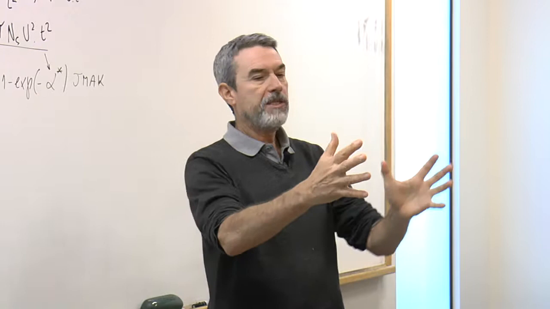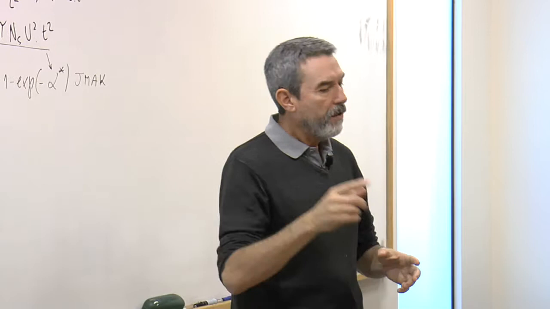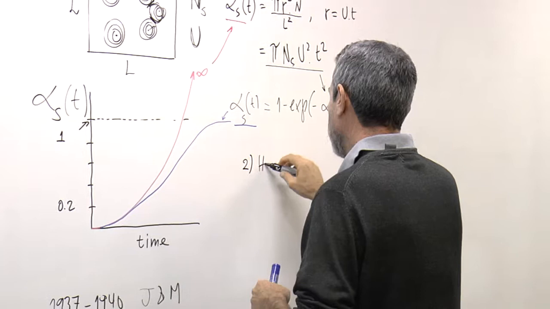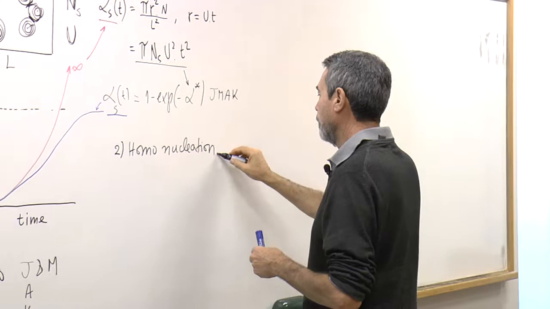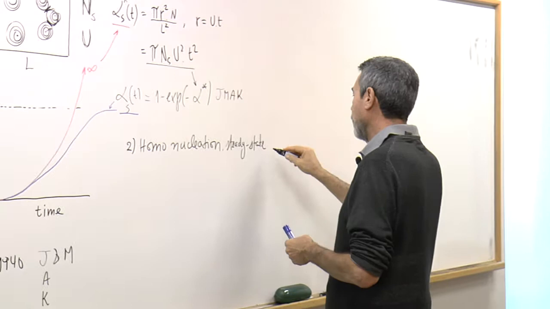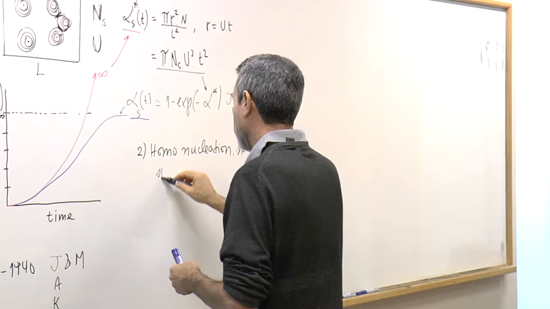Now you can think of a cubic piece of glass with internal crystallization, a homogeneous crystallization occurring continuously. So case number two is homogeneous nucleation. Let's assume steady state conditions, just to simplify the problem. Steady state nucleation rates, that's I zero as a function of temperature. And then let's assume spherical crystals.